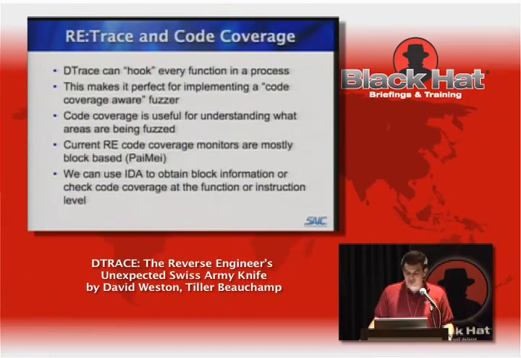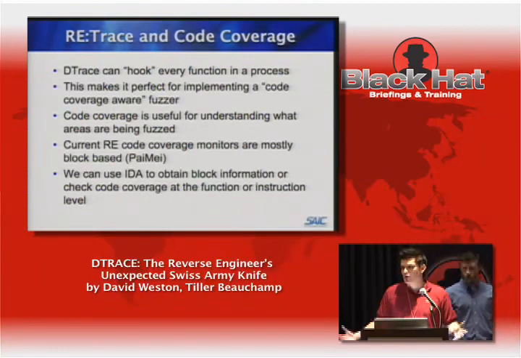So DTrace, as we said before, hooks every function in a process, so we can trace execution based on what functions are run. When you're talking about instrumenting a fuzzer with code coverage, how many of you here use PyMay or something like that? PyMay does block-based code coverage, where every set of instructions that has to be run together is considered a basic block. Your average really complicated application would have something like 60, 80,000 blocks in it.